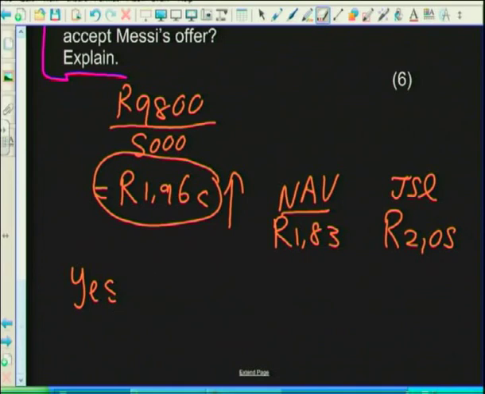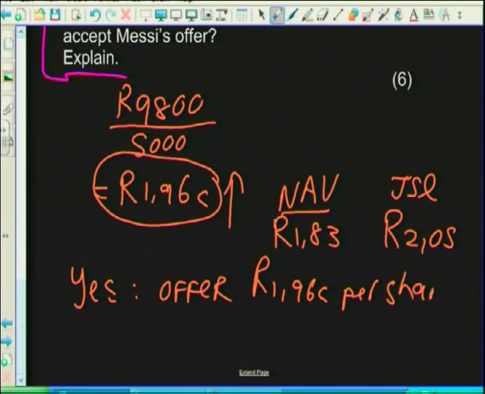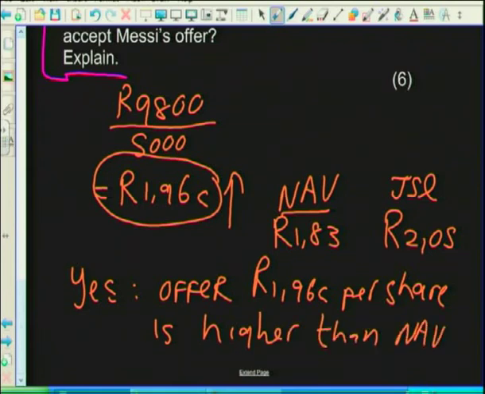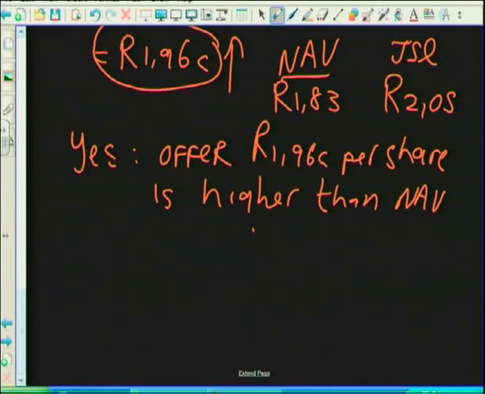Okay, so the offer per share, okay, so the offer of 1 rand 96 cents per share is higher than the net asset value, and the net asset value is 1 rand 83 cents. Okay, you guys with me? Right, some of us, however, might disagree. In other words, we might be tempted to say no. Okay, let's look at those that would say no.